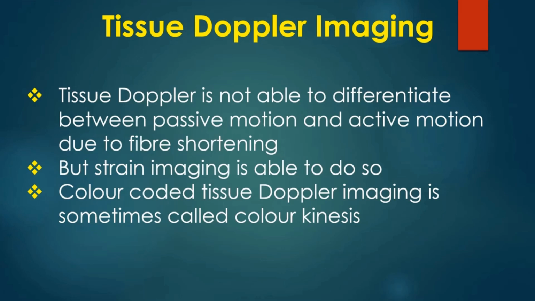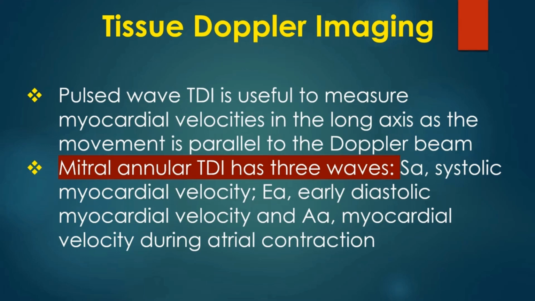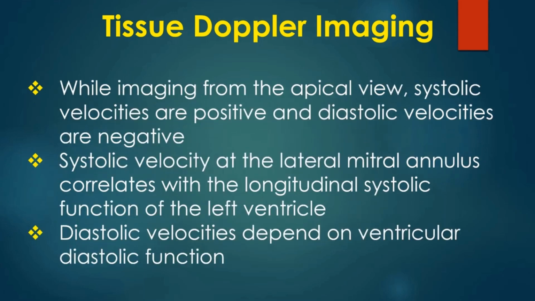Color-coded tissue Doppler imaging is sometimes called color kinesis. Pulsed wave TDI is useful to measure myocardial velocities in the long axis as the movement is parallel to the Doppler beam. Mitral annular TDI has three waves: SA, systolic myocardial velocity; EA, early diastolic myocardial velocity; and AA, myocardial velocity during atrial contraction. While imaging from the apical view, systolic velocities are positive and diastolic velocities are negative.